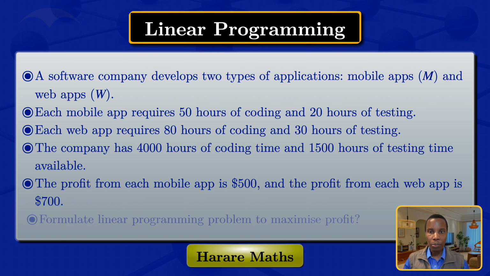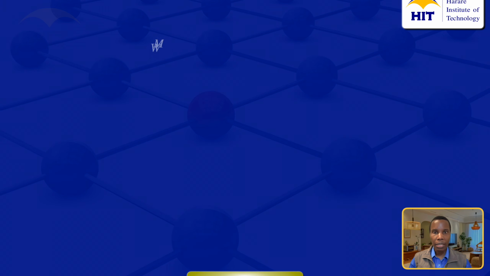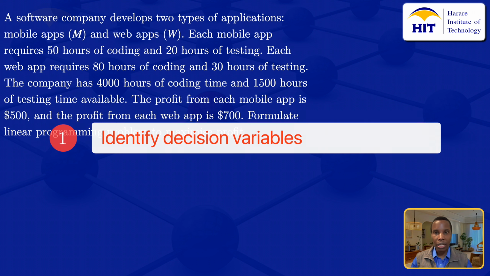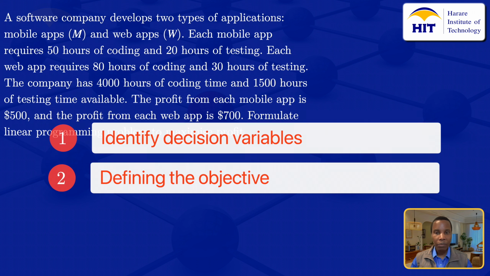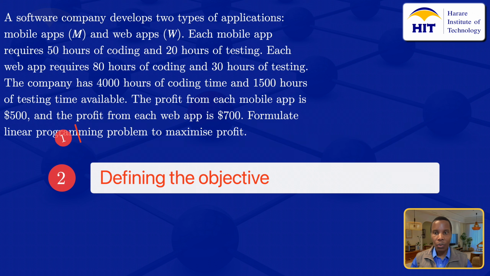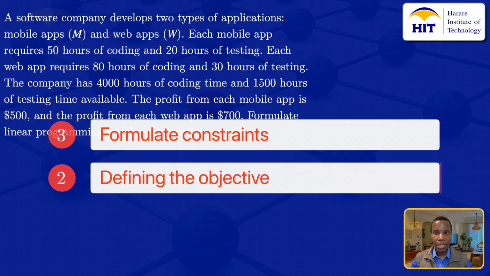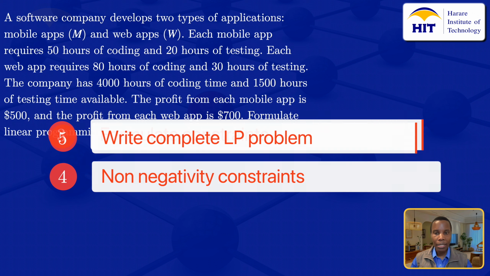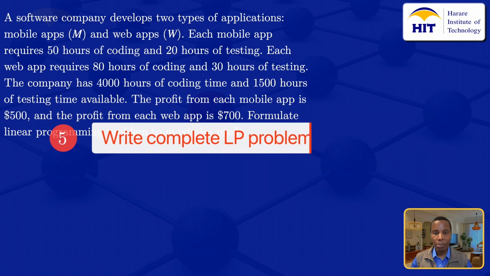I am going to formulate a linear programming problem to maximize profit. So we are having that problem there. So to formulate the linear programming problem, I will look at the following steps. Number one, I will identify the decision variables. Number two, define the objective function, then go on and formulate the constraints, and then look at the non-negativity constraints, and then write the complete linear programming problem.